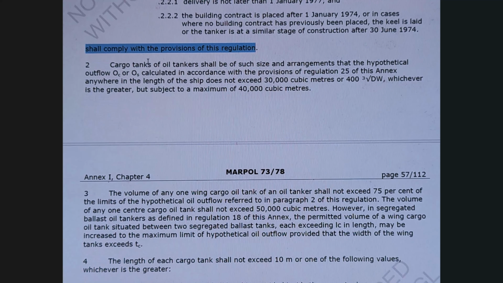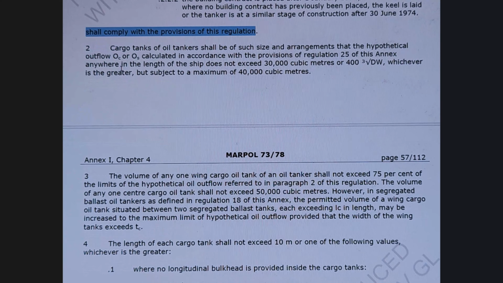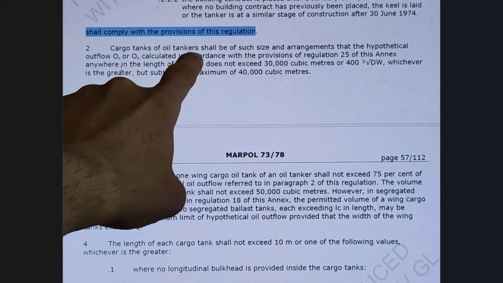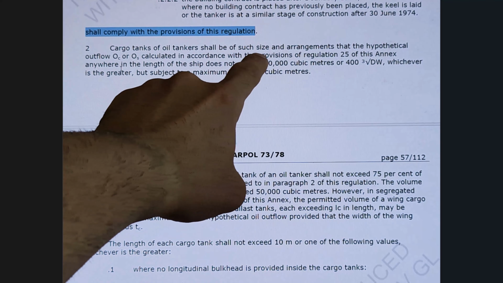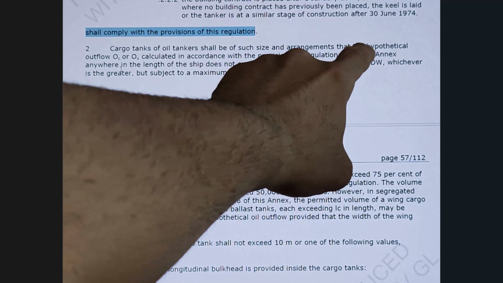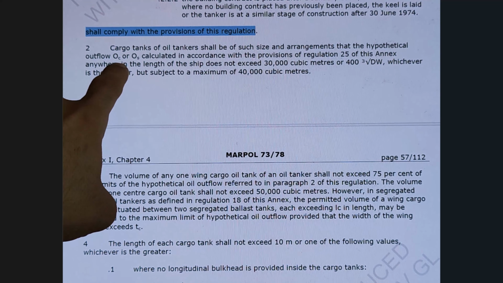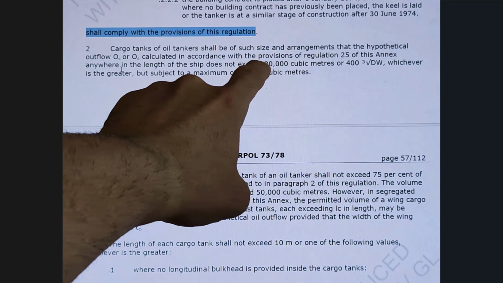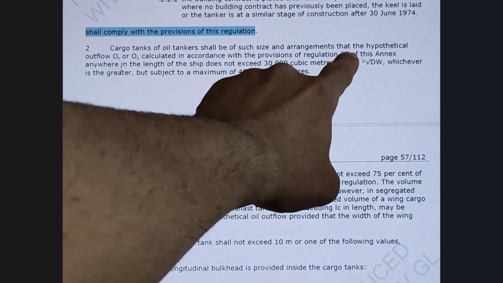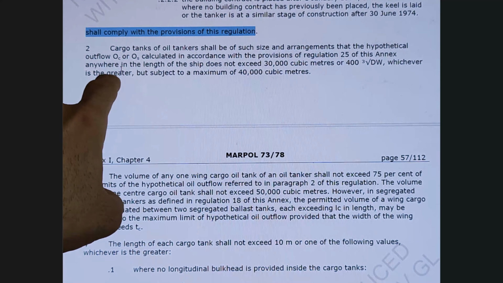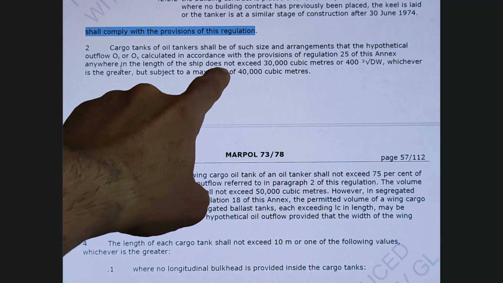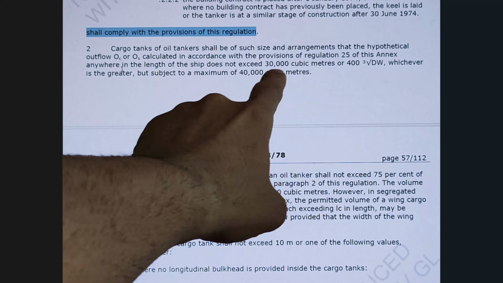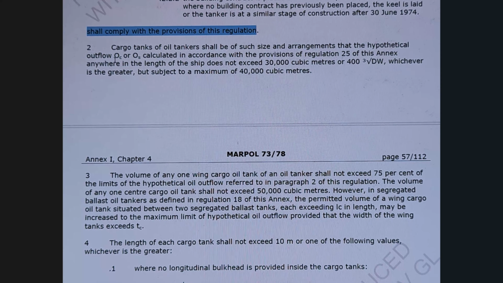The first provision, as I told you, is telling that, let's read together: cargo tanks of oil tankers shall be of such size and arrangements that the hypothetical outflow OC and/or OS calculated in accordance with the provisions of Regulation 25 of this annex anywhere in the length of the ship does not exceed 30,000 cubic meter.